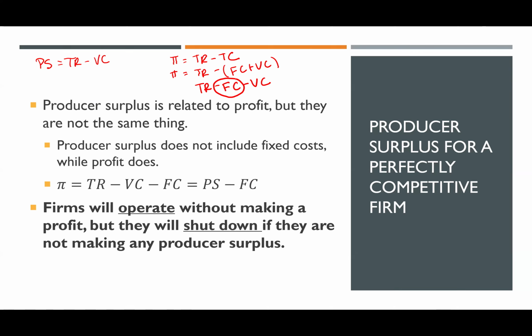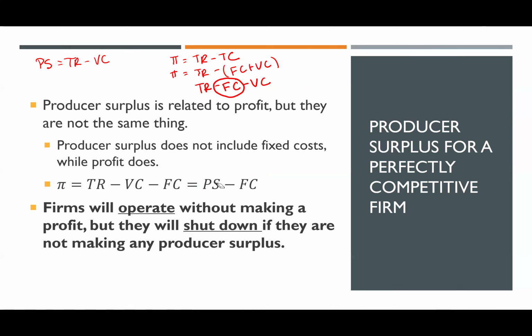So the key difference, and this is something that I have students forget every year, the key difference between producer surplus and profit is that profit considers fixed cost. Profit considers fixed cost, producer surplus does not. Okay. So if you had producer surplus, but you didn't know the firm's profit, you would just need to subtract fixed costs from it to get what profit the firm is earning.